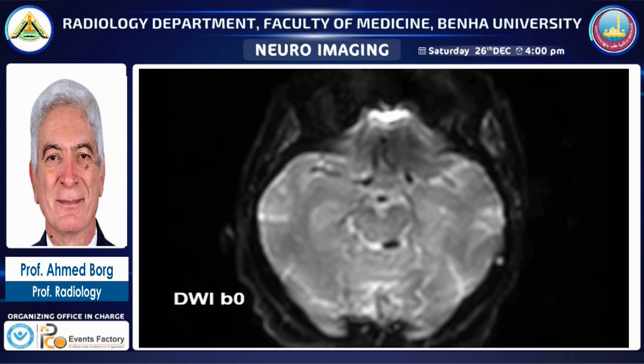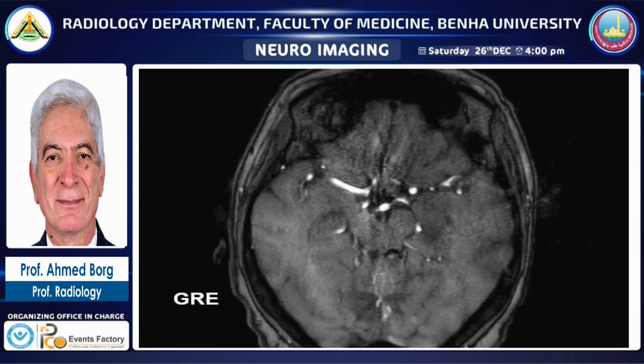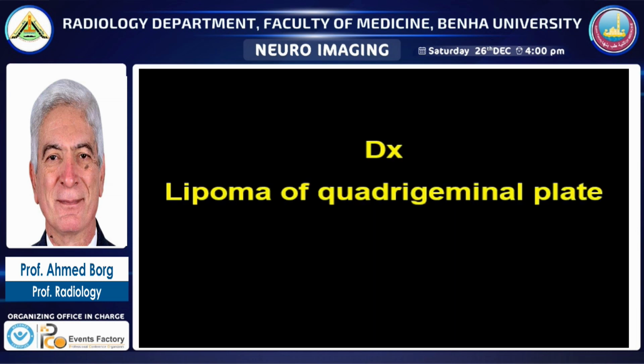It is black because there is fat suppression in this diffusion image. Again, in gradient, there is some fat suppression. Diagnosis: lipoma of the quadrigeminal plate. As you see here, this is an old lady, so this is asymptomatic or an incidental finding.